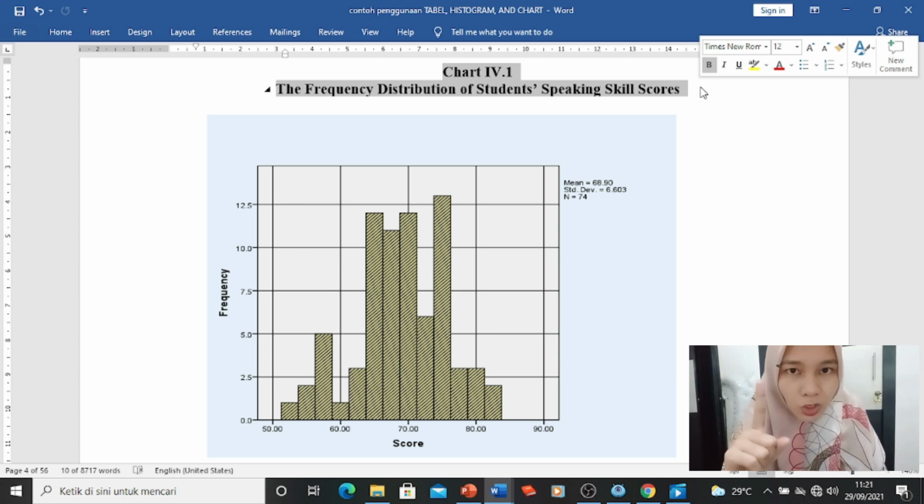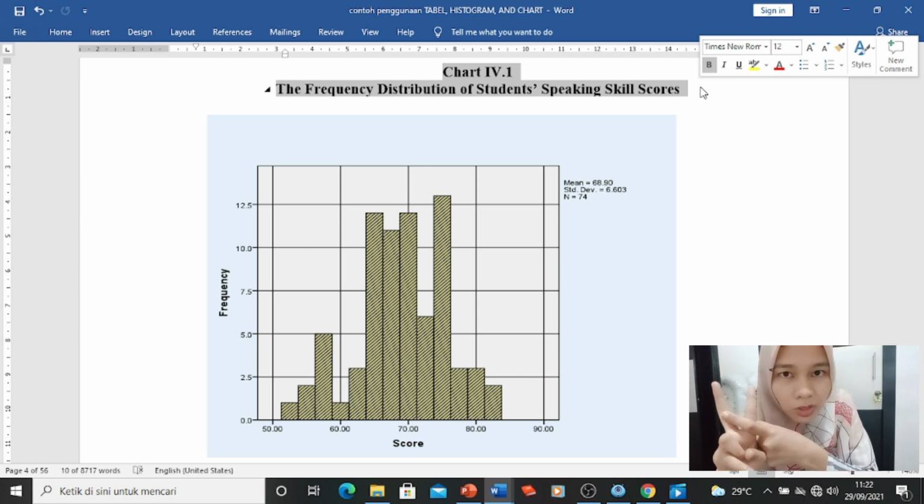So the first thing I mentioned before is to let your audience or your readers know what chart you are going to present. And the second one is please read or present your chart by having the dominant information from the chart. Look at the example I have here.